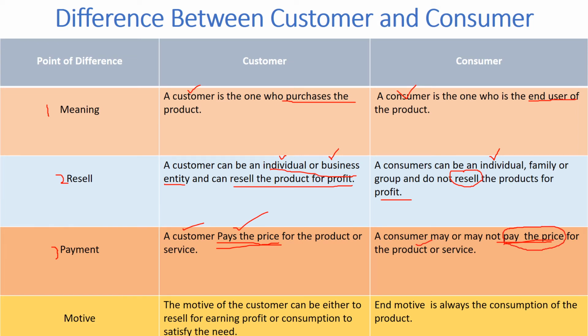The last point is the motive. The motive of the customer can be either to resell for earning profit or consumption to satisfy a need. If an individual is buying the product, he will use it for consumption. But if a business entity like a wholesaler is buying the product from the manufacturer, their intention is to resell the product for earning profit. In the case of a consumer, the end motive is always the consumption of the product. So the end motive of the consumer is always to use or consume the product.